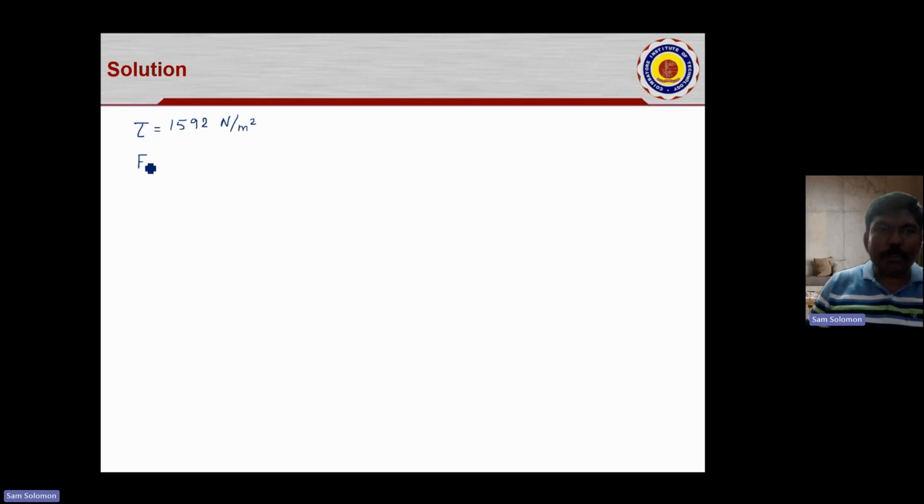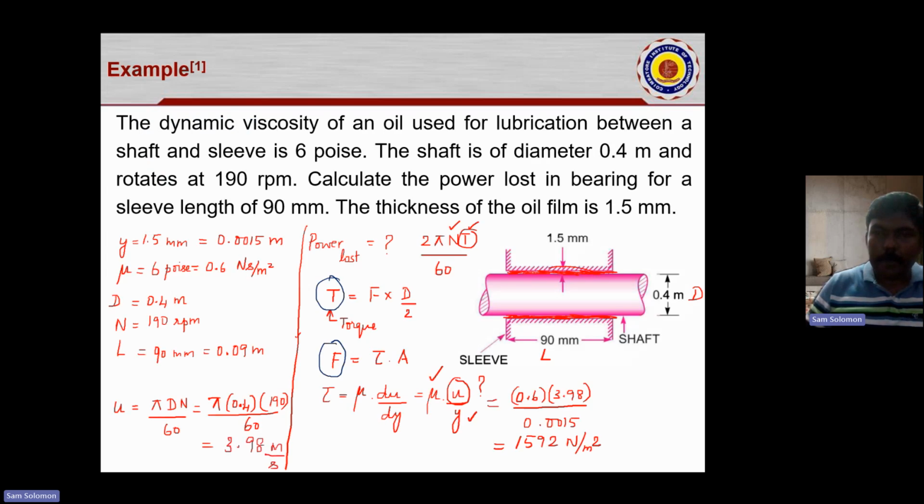The next one is we are supposed to find out the value of the force. So the force is tau times area. So tau is 1592, that is fine. What about this area? So let's go back to the previous slide. So we need to find out the area. So what is this area?